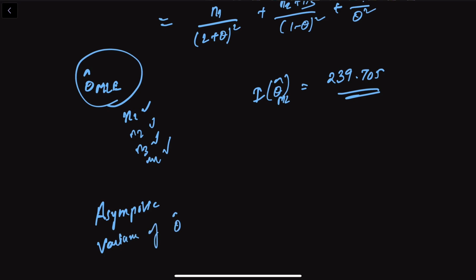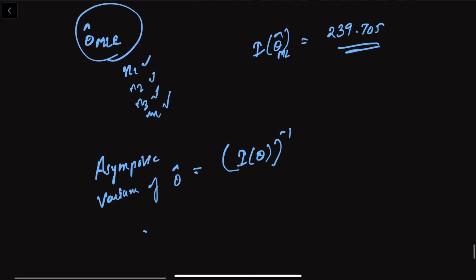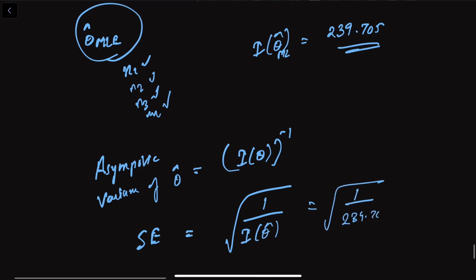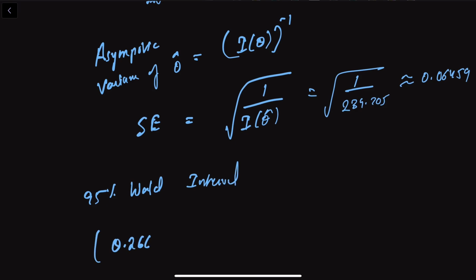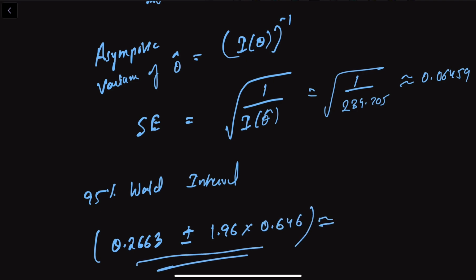So the asymptotic variance of this theta hat is the inverse of this information. The standard error is the square root of 1 by I of theta hat, which is the square root of 1 by 239.705, approximately 0.06459. Using this, we can also find a 95% Wald interval. That would be 0.2663 plus or minus 1.96 into 0.0646, which comes out around 0.139 comma 0.394.